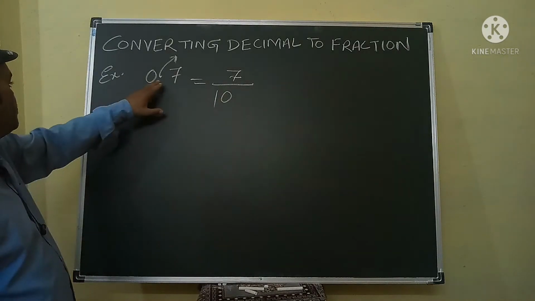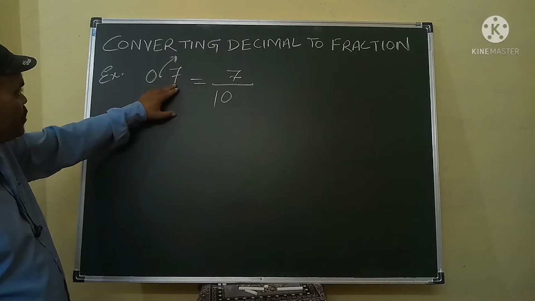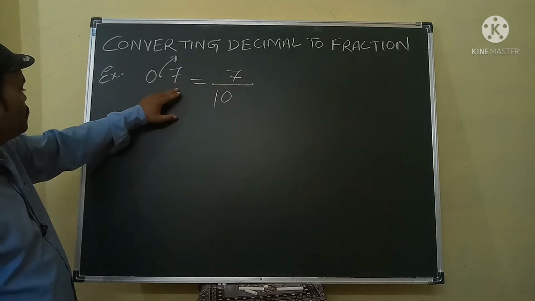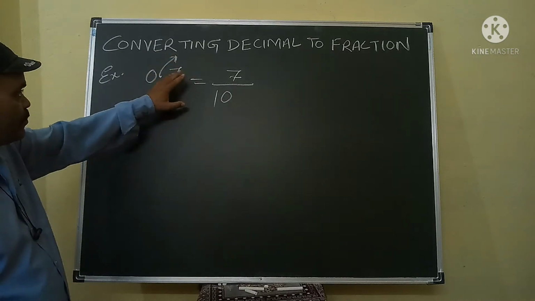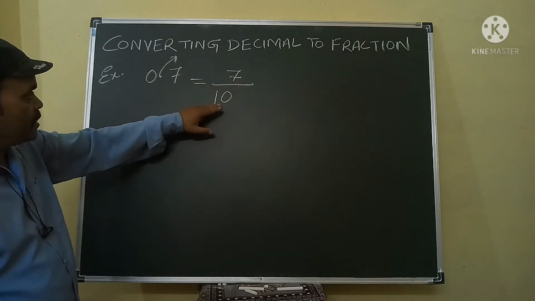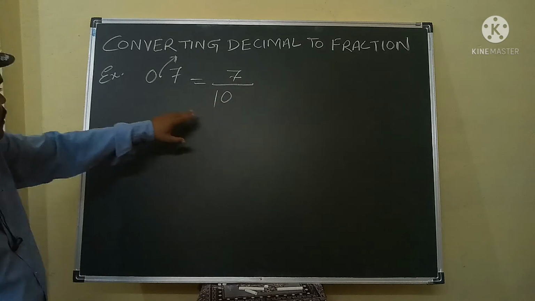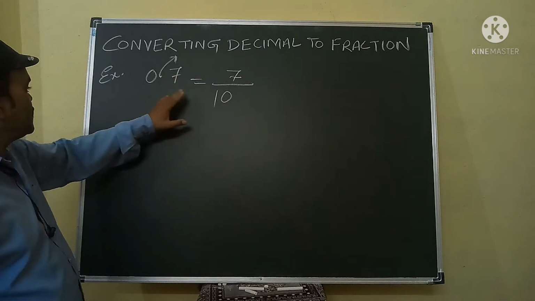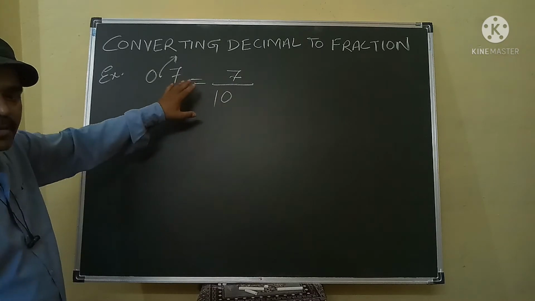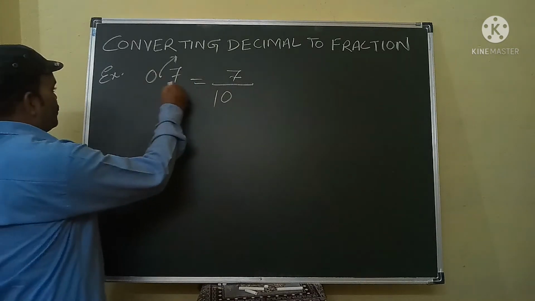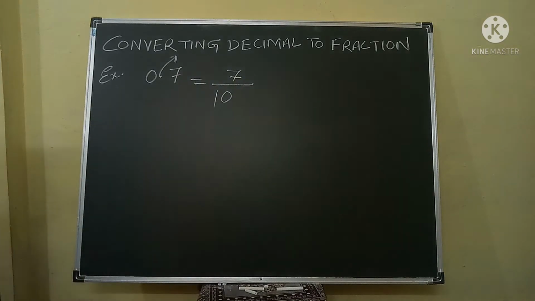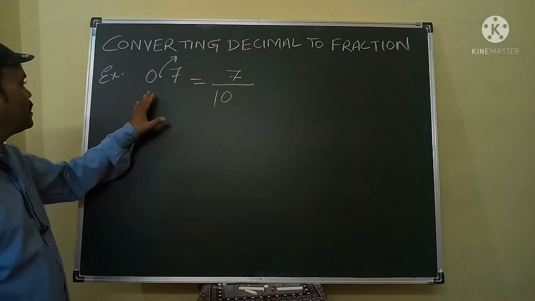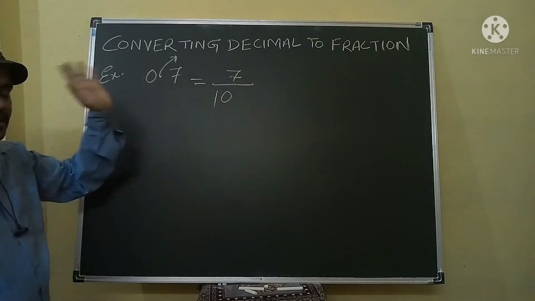But in this question, after the decimal point the number of digits is 1. So what will we do? After removing the decimal point, we will add 0 according to the number of digits after the decimal point. So 0.7 is equal to 7 upon 10. 7 upon 10 is the required fractional form of the decimal number.